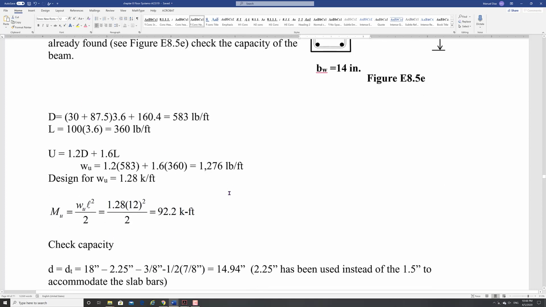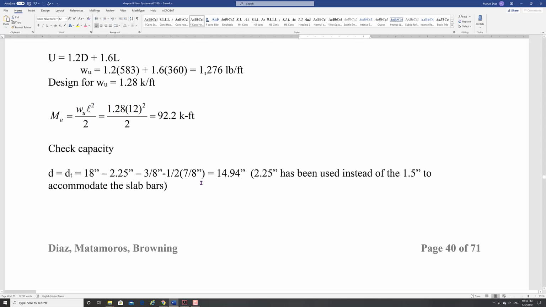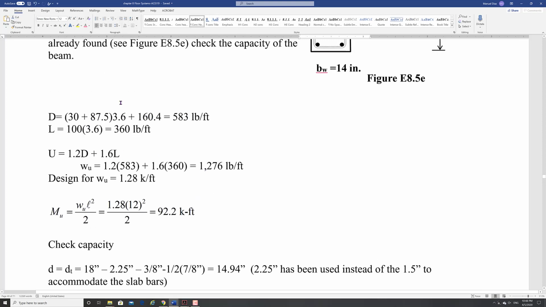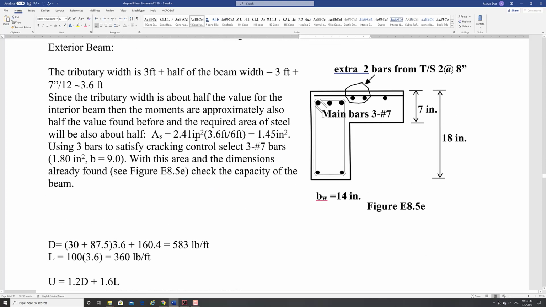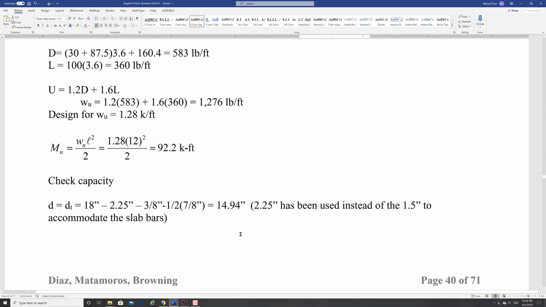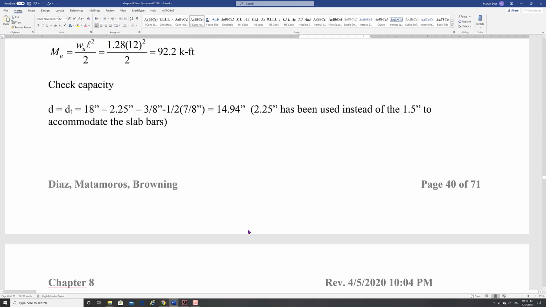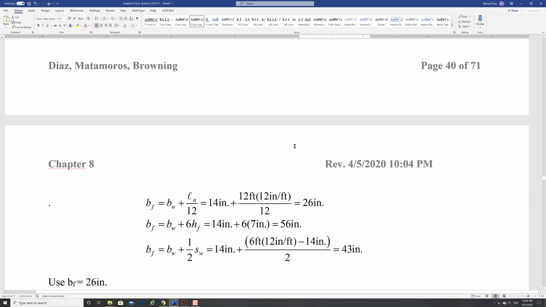So this problem now has become simply a problem of checking my capacity, right? I find my load, my live load, right? My load combination, my design load, my moment. Check my capacity with the bar that I'm using. I'm using the number 7s that I picked by doing the little ratio here, right? And again, we use the 225 just to have enough room to put our bars.